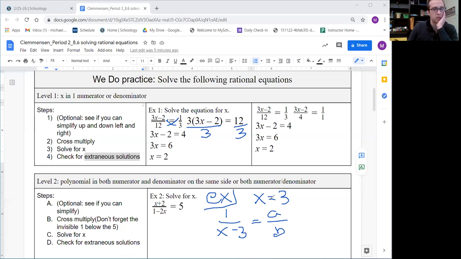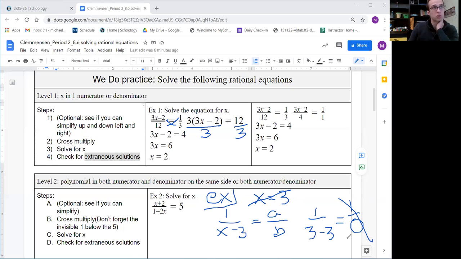And I got this as one of my answers and I plug it back in. If I plug it back in, I get 1 over 3 minus 3, which gives me 1 over 0, which is not allowed, because I cannot divide by 0. So x equals 3 would be an extraneous solution, so it's no longer a true solution to my problem. That's what an extraneous solution means. It's a solution that I get by doing some type of math, like I did up here, but then when I plug it back in, I end up with something that goes wrong, like dividing by 0.